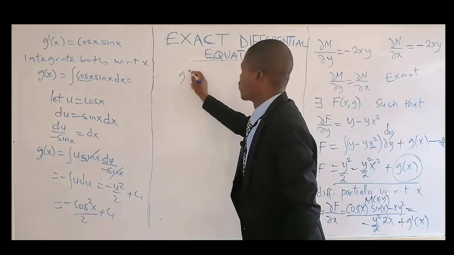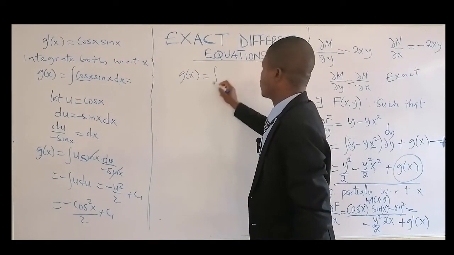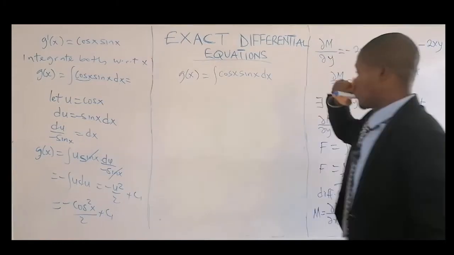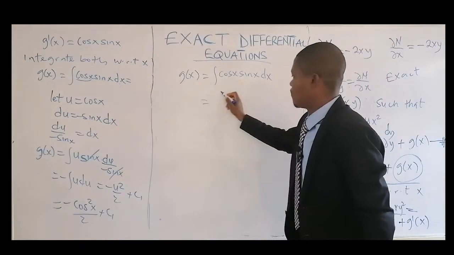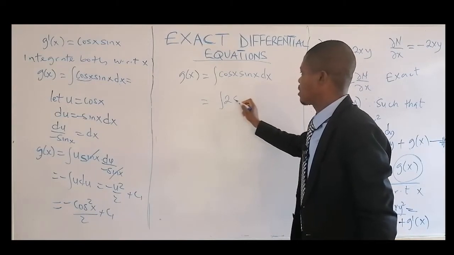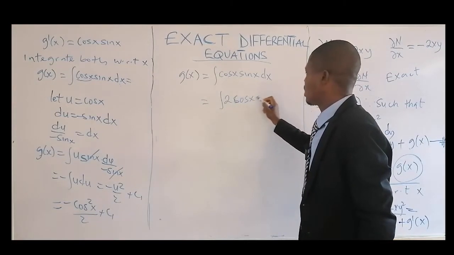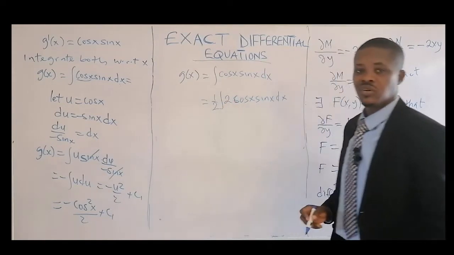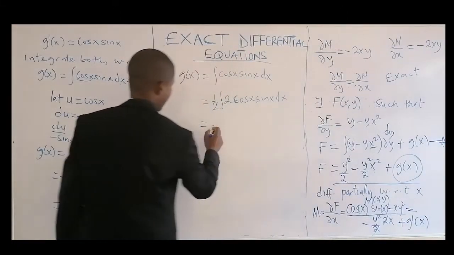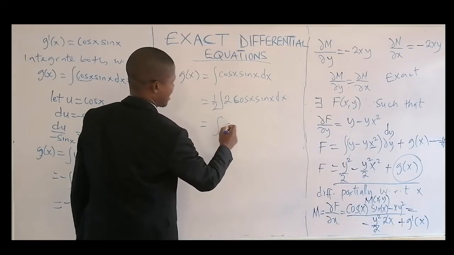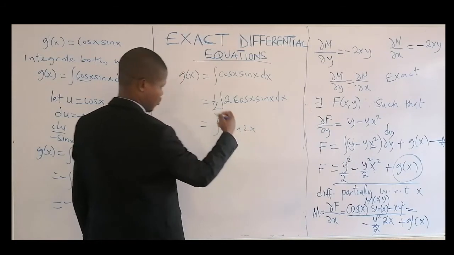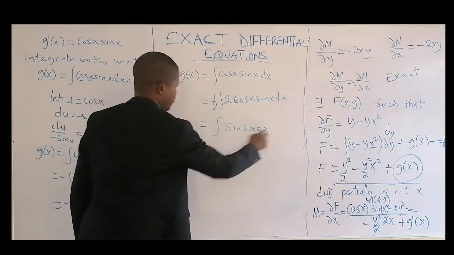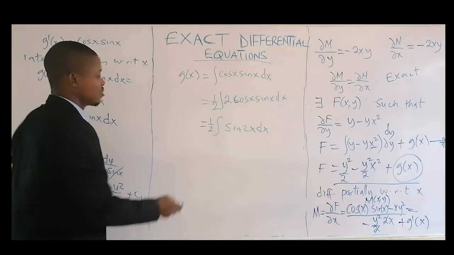Another way we can solve this g of x is this way. We have the integral of cos x sin x dx. We can manipulate it and put 2 here, so that it becomes 2 cos x sin x dx, and put the 2 outside to cancel it. That will be the integral of sine 2x, because we know that 2 sine x cos x is sine 2x, dx, and don't forget the half you have here.